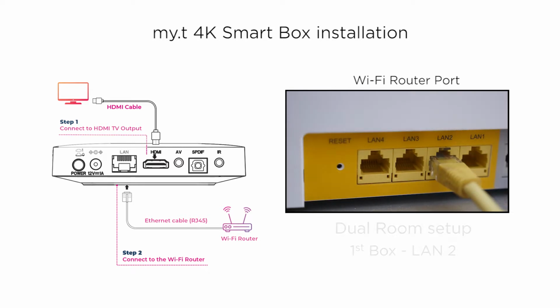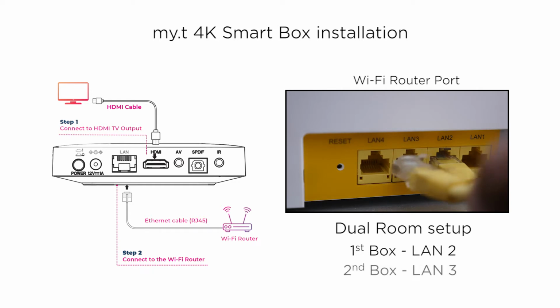If you have a dual room connection, the first Ethernet cable must be connected to LAN 2 of the Wi-Fi router or the first my.t 4K smart box, and the second Ethernet cable must be connected to LAN 3 of the second my.t 4K smart box.